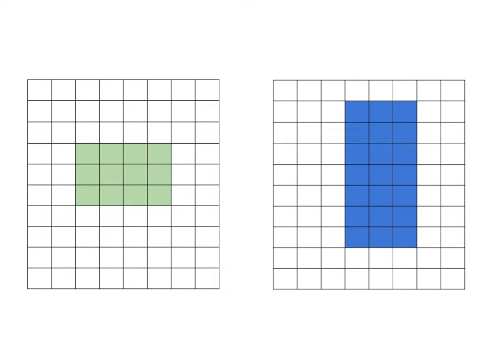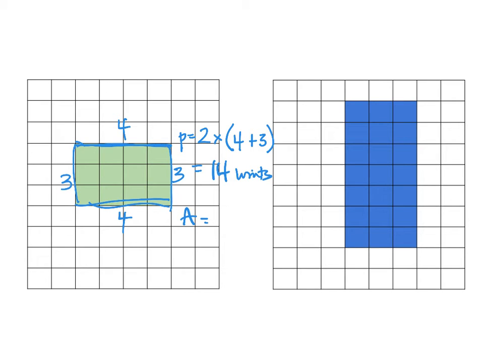Right here, same thing. If we're going to figure out our perimeter, well, we've got 4 across the top, 3 along the sides. So our perimeter is 2 times 4 plus 3. And 4 plus 3 is 7, and 2 times that is 14. So 14 units there. For area, we'll do the same thing. We'll take that length across the top and then our width, and we've got 12 square units.